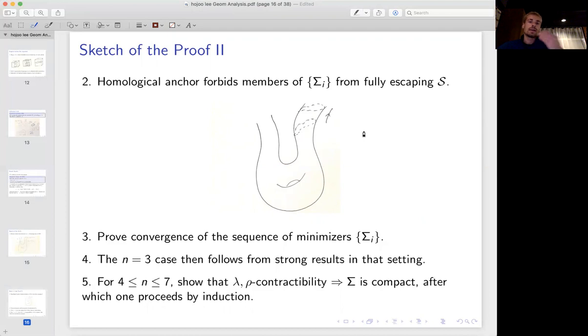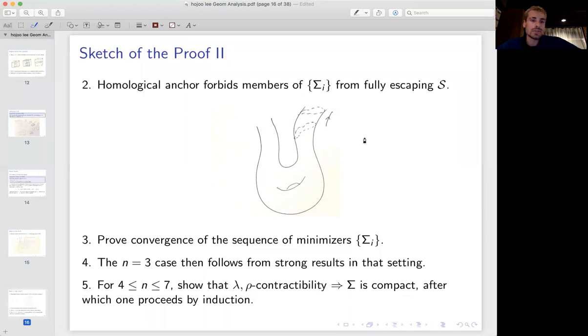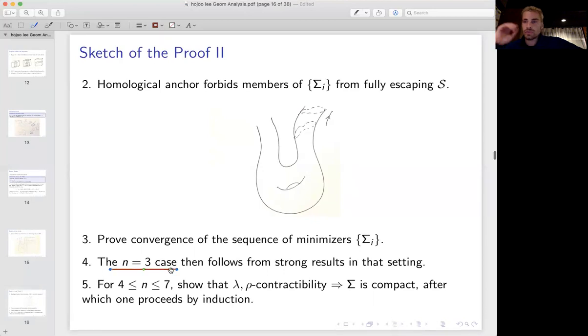This anchoring, along with the isoperimetric inequality, actually enables you to show convergence of the sequence of minimizers sigma i. So notice now the resemblance with the Schoen-Yau proof of the positive mass theorem. You minimize and you take a sequence, you show convergence. Each minimizer is stable. That stability gets inherited in the limit, and then you play with the stability inequality of the limiting hypersurface. In the n equals 3 case, you've got strong results known for a long time now about stable minimal hypersurfaces in PSC manifolds, and you can get a contradiction relatively straightforwardly.